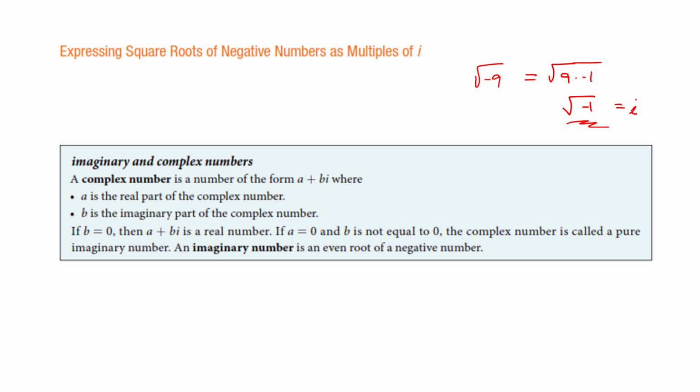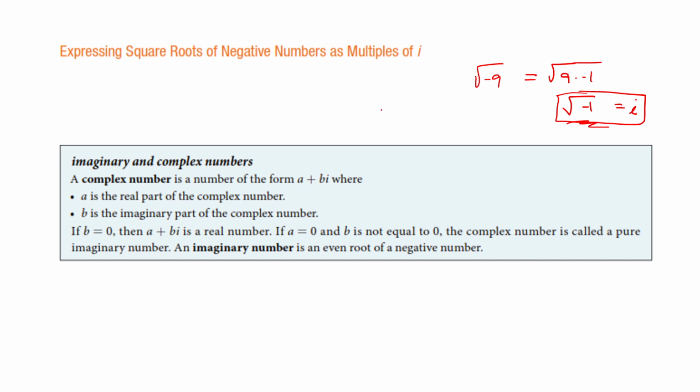Now, this i is just a shorthand for it. It's always going to represent the square root of negative 1. So every time we see i, this is what it means, but it just becomes more convenient to write this simple little i than to write the square root of negative 1 over and over again. Okay, so that's an imaginary number anytime we have the square root of negative 1.